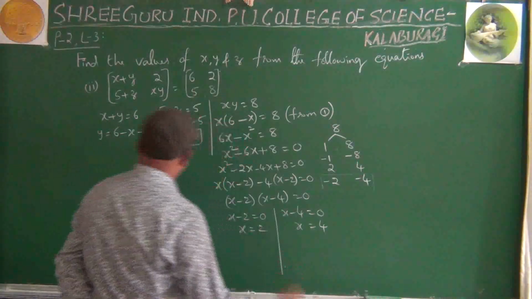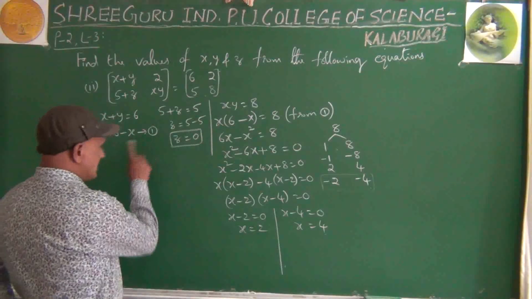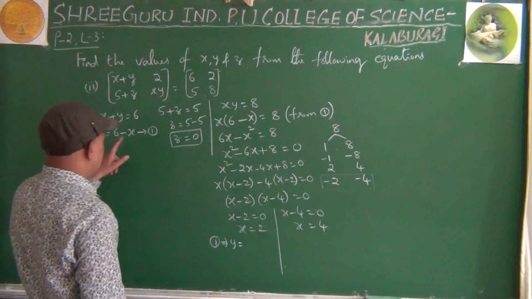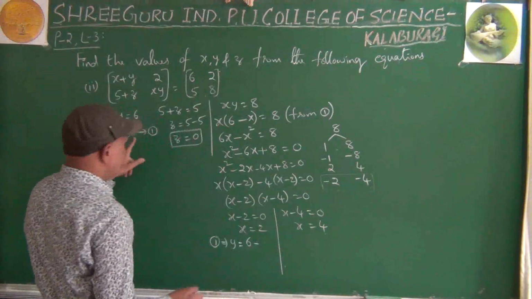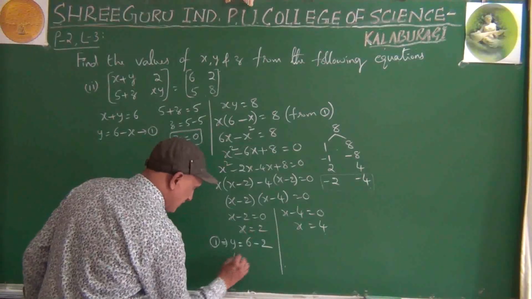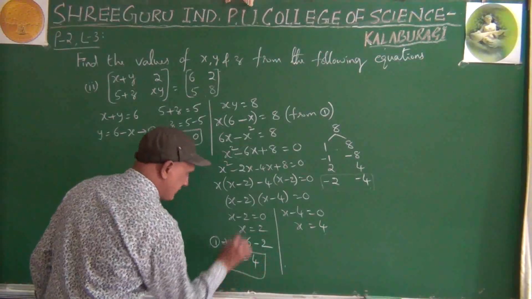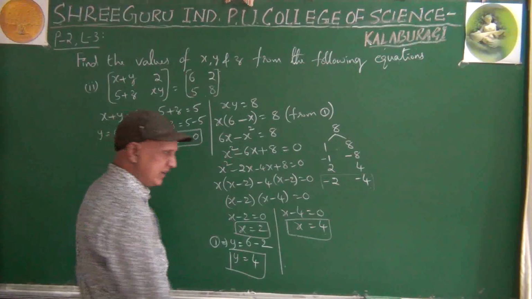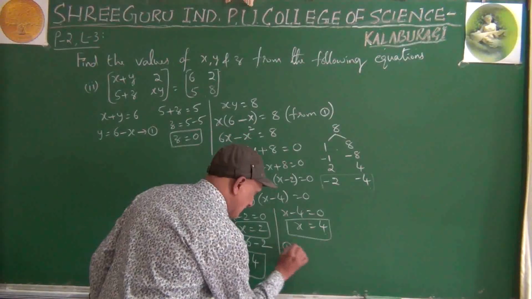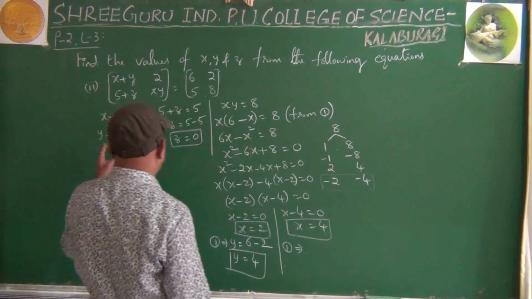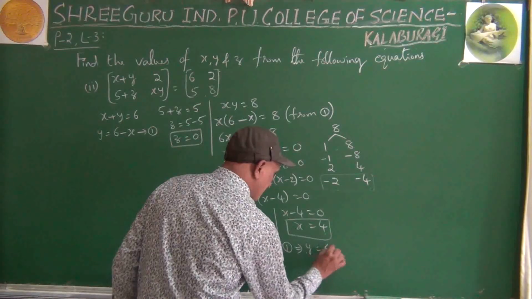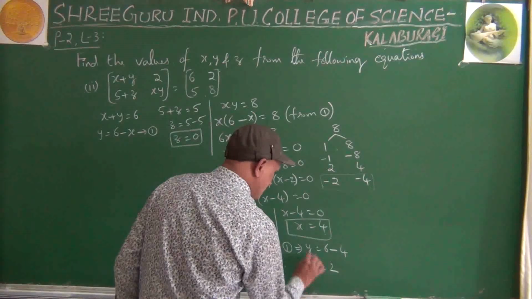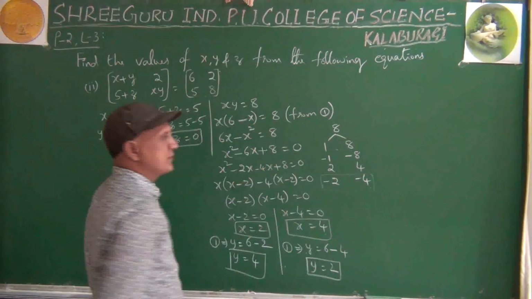Let us find out the y value. Equation 1 implies y equal to 6 minus x value 2. Y equals 4. Okay? If x equal to 4, equation 1 implies y equal to 6 minus x value 4. So y equals 6 minus 4, that is 2.